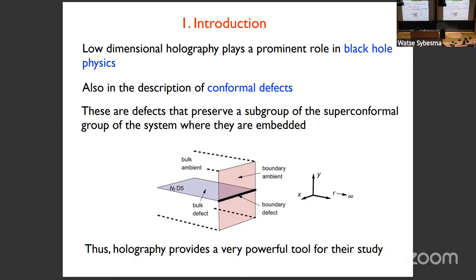By conformal defects, we mean defects that are inserted in some superconformal field theory with higher dimensionality in a way in which some subgroup of this superconformal group still remains. So we expect to have a lower dimensional AdS geometry that will be describing this defect CFT geometrically through holography, and then we can use it, especially if we are interested in learning about the strongly interacting regime of this defect CFT. So this is the idea.